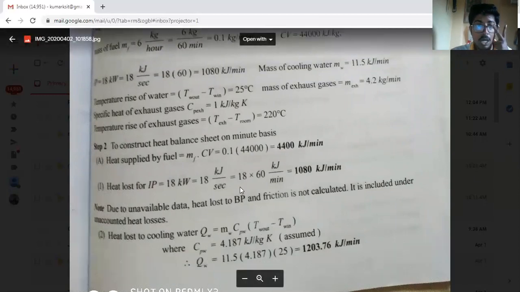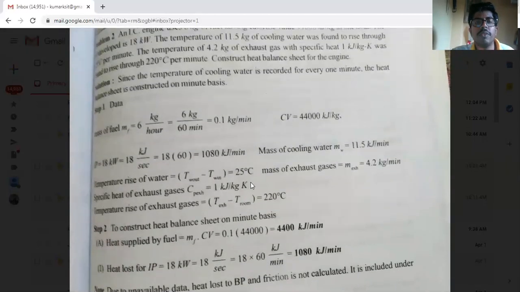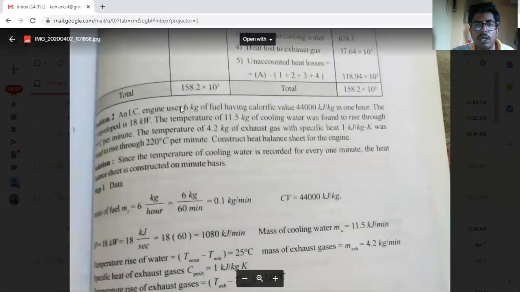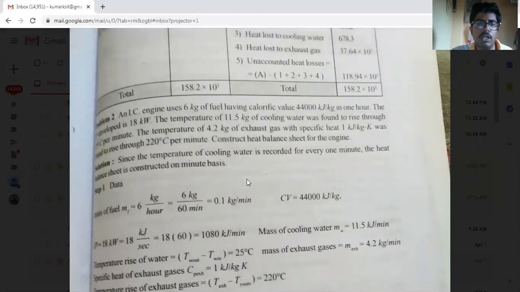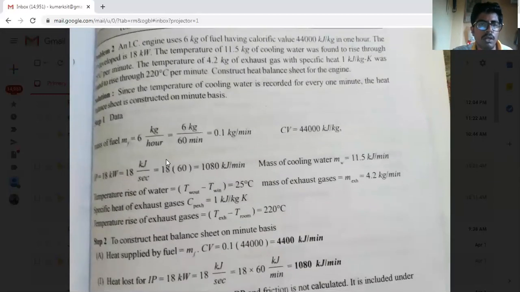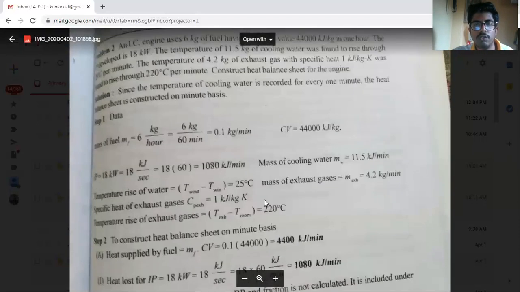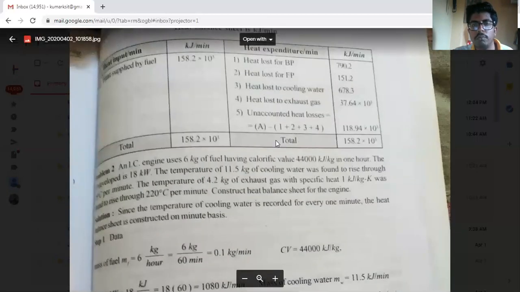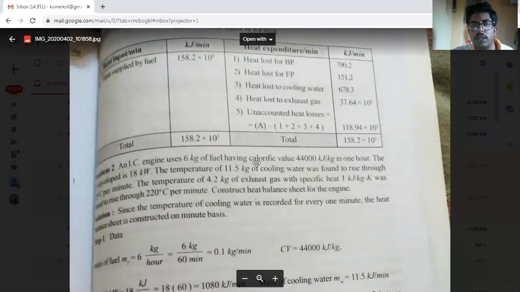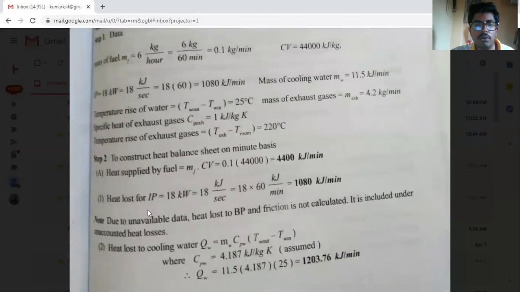Next one is B, the heat expenditures. So what we have to calculate in the second problem with the available data. One is brake power. They are not given. So here there is no calculation of heat loss per BP. Directly we need to calculate heat loss per IP. Here indicated power value they are given. Heat loss per IP is equal to 18 kilowatt. Kilowatt can be expressed in terms of kilojoule per second, 18 kilojoule per second. Multiply this by 60, 18 into 60.